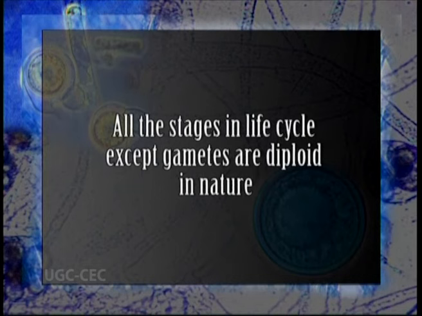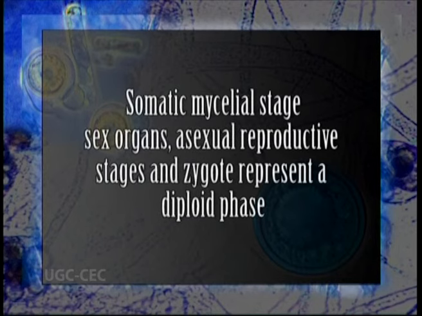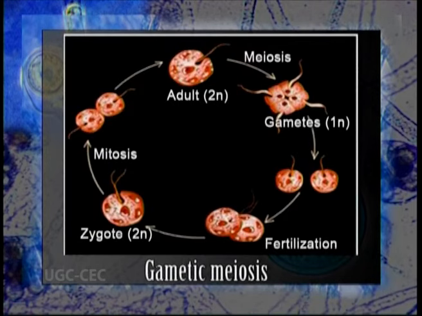all the stages in life cycle except gametes are diploid in nature. Thus, somatic mycelial stage, sex organs, asexual reproductive stages, and zygote represent a diploid phase. This type of life cycle is characterized by gametic meiosis.